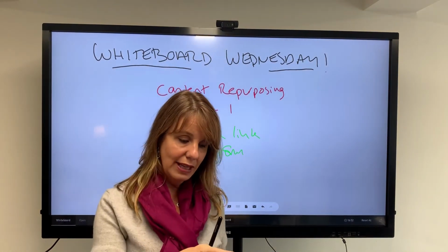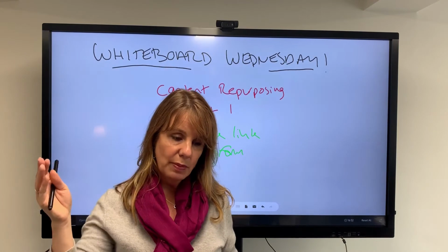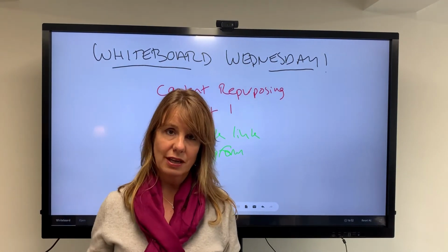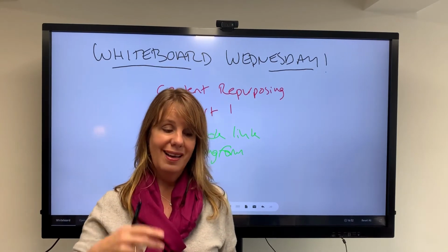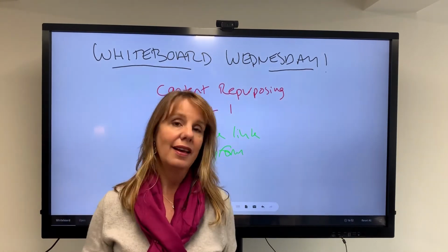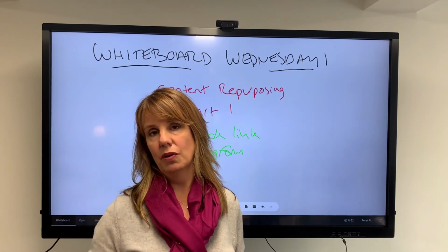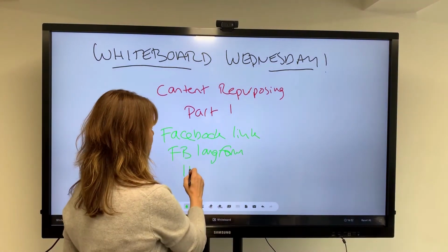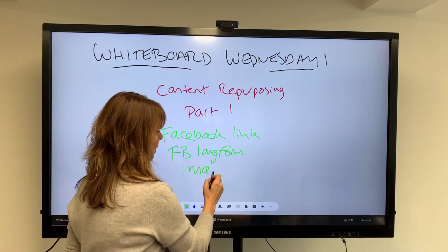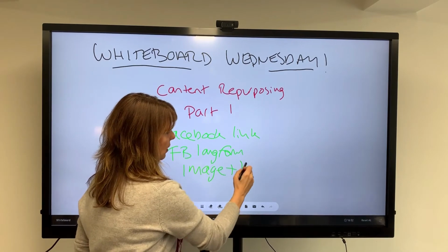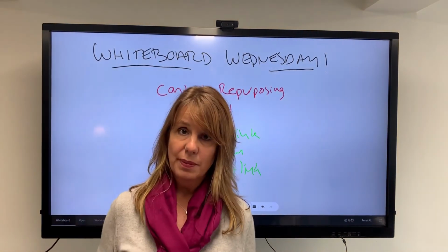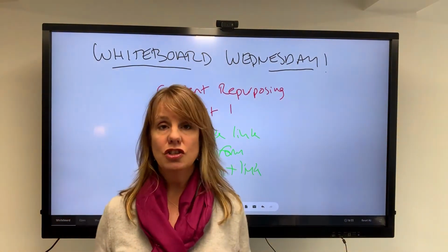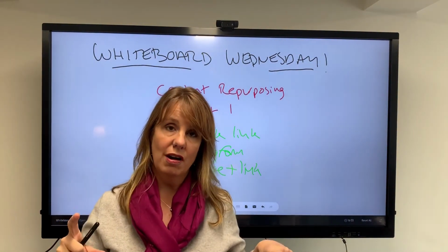Because if you put a standalone link in first, and then Facebook pulls through the wrong content, it's quite hard to get rid of that content. So you're better off uploading the photo first, the image, and then putting your text in with the link, and then it can't pull anything through because you've already put the image on there. So I'll put image plus link.